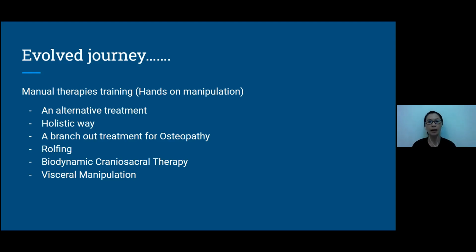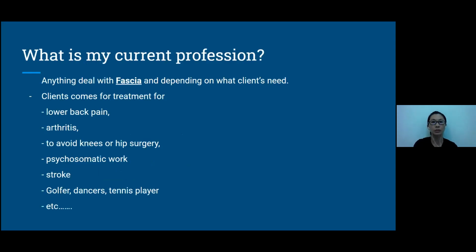Right. So visceral manipulation is organ manipulation, where the organ will actually be affected due to some restriction of connective tissue. So yeah, I'm now doing all this hands-on work based on these methods to help clients with their problems. So what is my current profession now? Anything to do with fascia? Have you heard about fascia before, everyone? Some of you know. I'll talk about that.